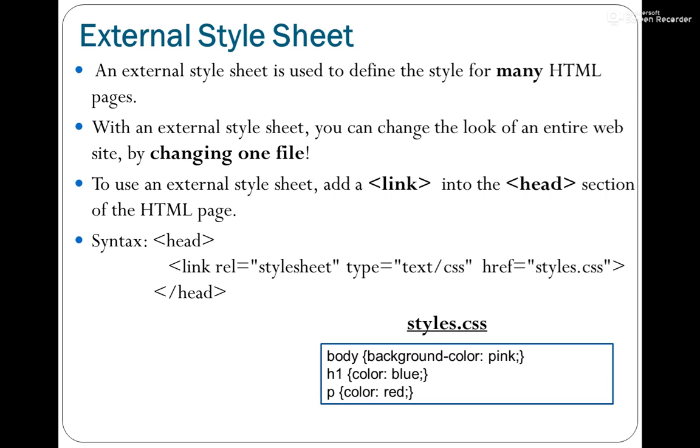The next attribute is type, and this type is taking the value text/css, means what type of file it is. This CSS file which you are going to create will be created in Notepad. Notepad is a text file, and text/css means you have written the CSS into a text file. That is why you have to give the value as text/css.